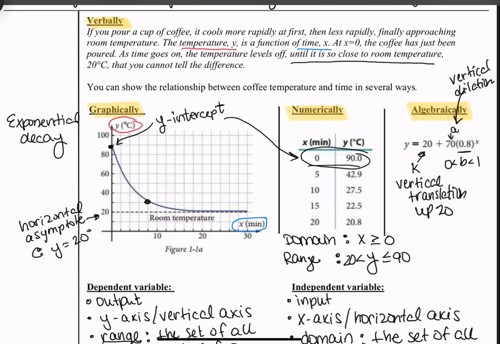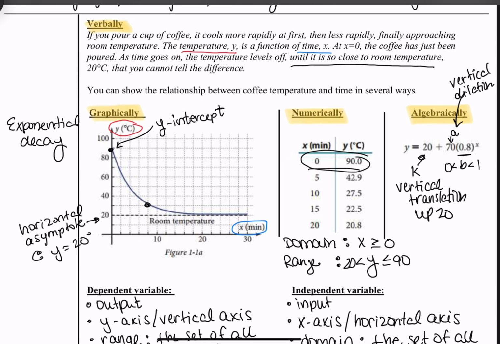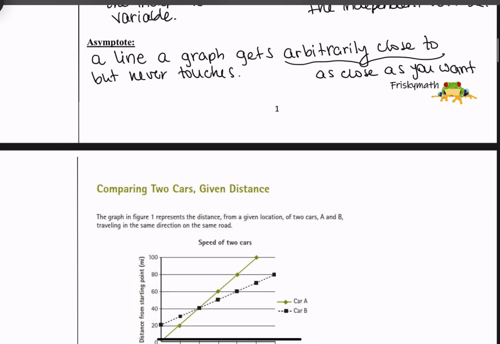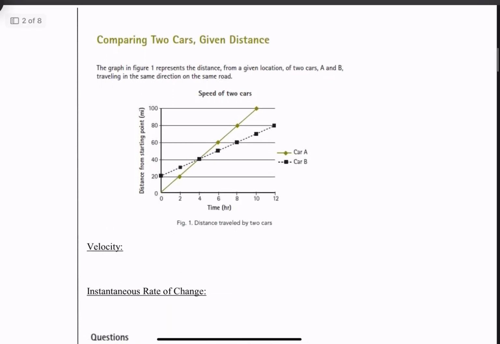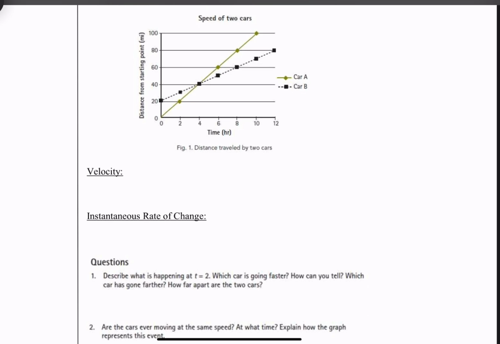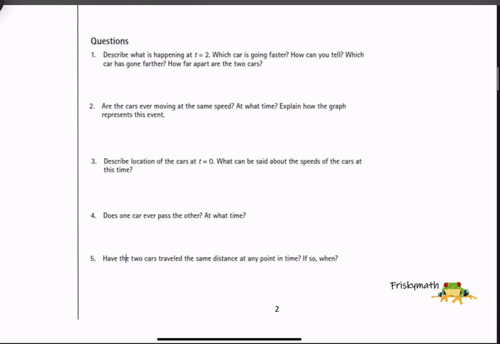And I can also use my function to find that y-intercept. So if I took my function and I plugged 0 in here for x, well, 0.8 raised to the 0 power, that's going to be 1. And 70 times 1 is 70, plus 20, you get your 90. So in our next class session, we will work on comparing two cars given distance. I'll introduce you to a couple new vocabulary terms, and then we'll answer these questions.